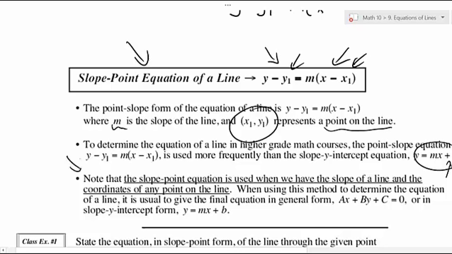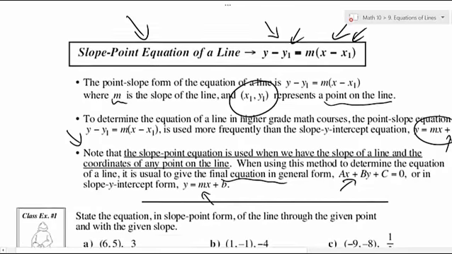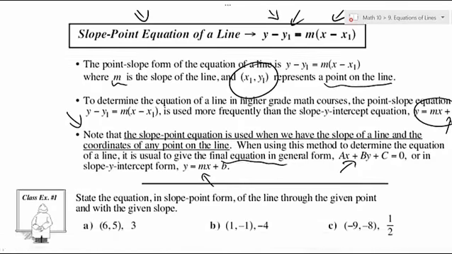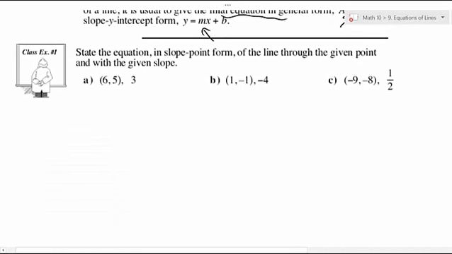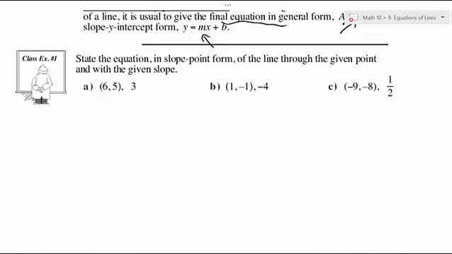So note that the slope point equation is used when we have the slope of a line and the coordinates of any point on the line. When using this method to determine the equation of a line, it is usually to give the final equation in general form, just like that, or in slope-intercept form, like that. It's usually a stepping stone, but it doesn't have to be. It depends what the teacher is asking.